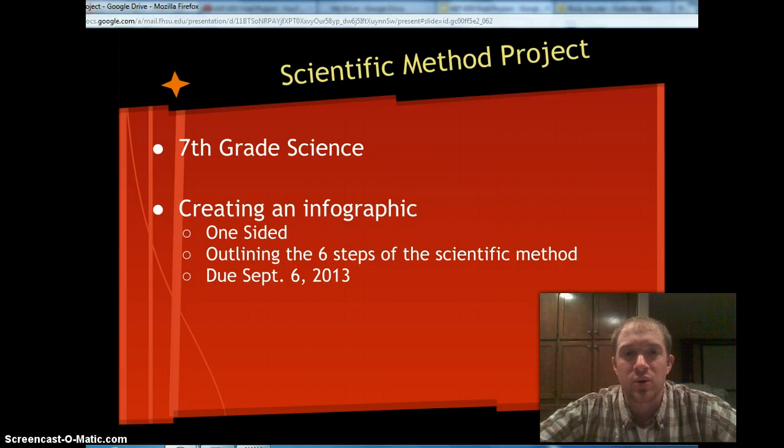The third step is creating an experimental plan, which basically outlines your step-by-step procedure for what you're going to do. You're then going to analyze your data. So you perform the experiment and then analyze the data. Then you come up with a conclusion where you answer your question and restate your hypothesis if it was incorrect. The last step is to communicate these results with other scientists around the world. This project will take you 1 week and it will be due September 6, 2013.